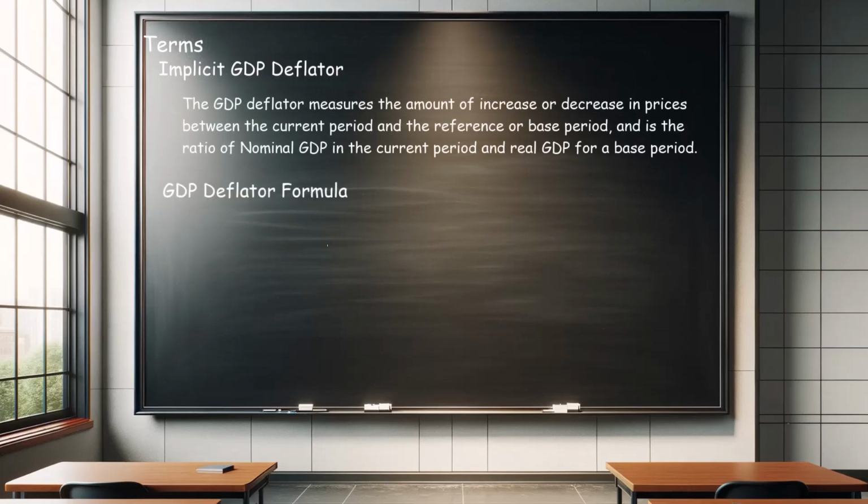The implied GDP deflator, or just the GDP deflator, measures the amount of increase or decrease in prices between the current period and the reference or base period, and is the ratio of nominal GDP in the current period and real GDP for a base period. The formula for the GDP deflator is: the GDP deflator equals the nominal GDP in current year divided by real GDP in the base year.